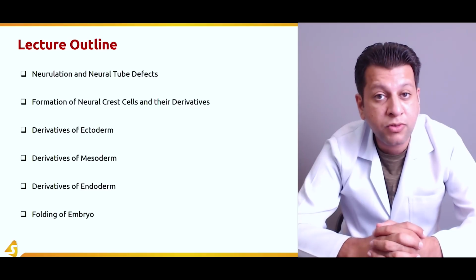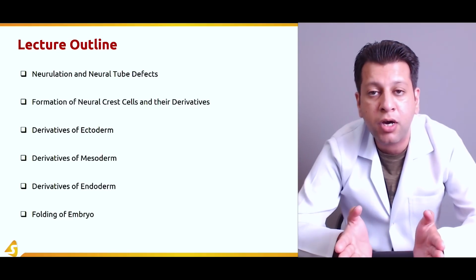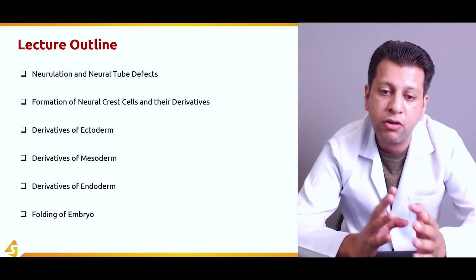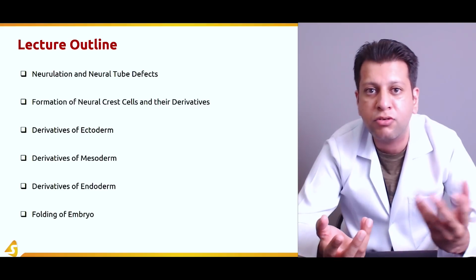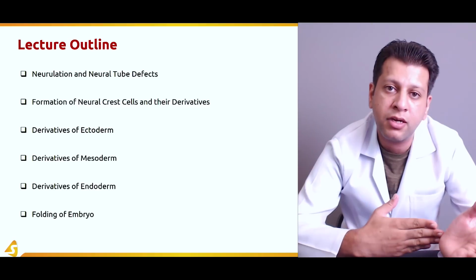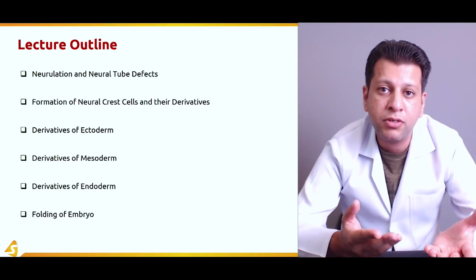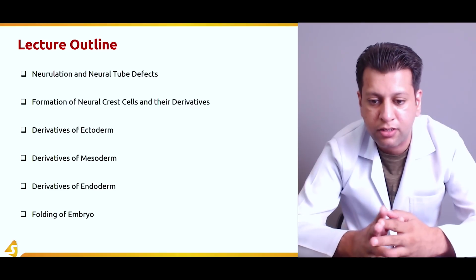Derivatives of mesoderm. We'll be discussing all the three parts of the mesoderm, that is the paraxial mesoderm, intermediate mesoderm, and lateral plate mesoderm, and how paraxial mesoderm leads to different structures, intermediate leads to different structures, and lateral plate mesoderm forms two different layers, which is the parietal mesoderm and visceral mesoderm. We'll be discussing all this in this lecture.